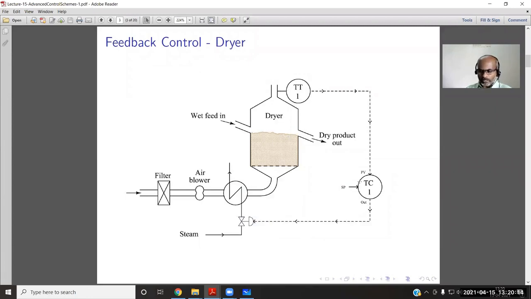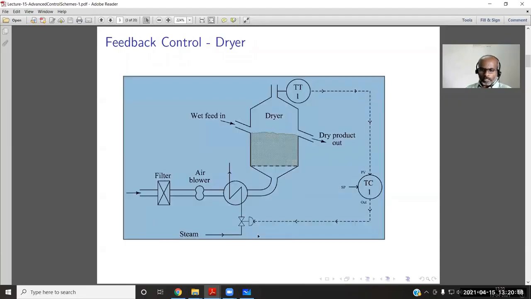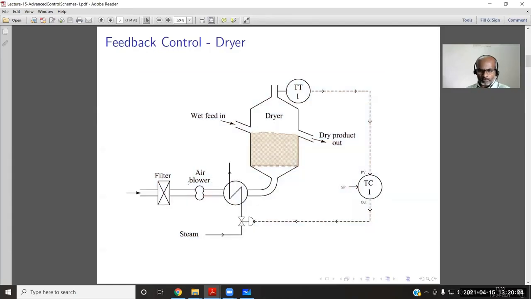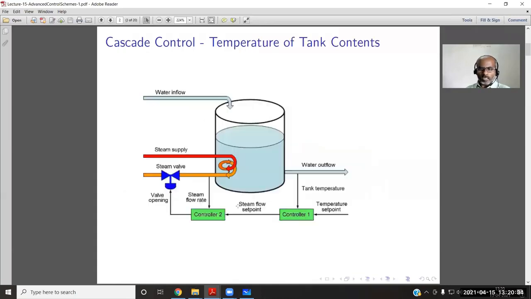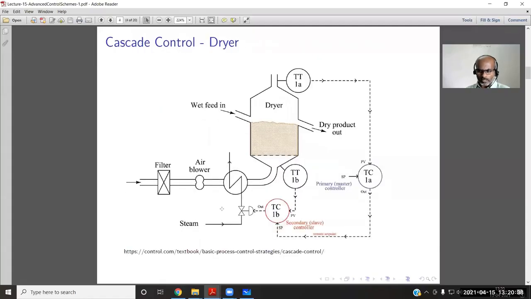There is a measurement, there is a controller, and the manipulated variable. The manipulated variable is nothing but the steam flow. By adjusting the steam flow, we can increase the temperature of the air entering the process. And let us see how to implement another way of control, we are going to control with another mode.